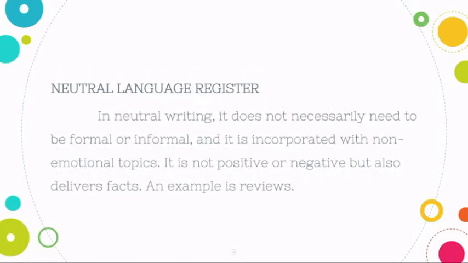Next, we have the neutral language register. In neutral writing, it doesn't necessarily need to be formal or informal, and it is used with non-emotional topics. It is not positive nor negative, but delivers facts. An example of this is reviews. So for neutral writing, we have to take note of the keyword non-emotional topic. What we find in our textbooks, say about the solar system, to write up about the solar system, that would fall under neutral writing.